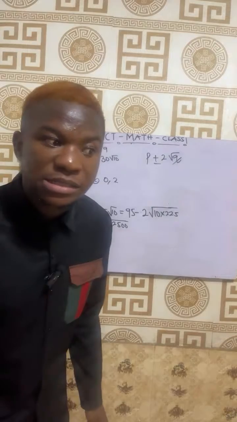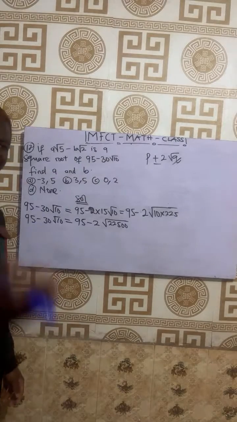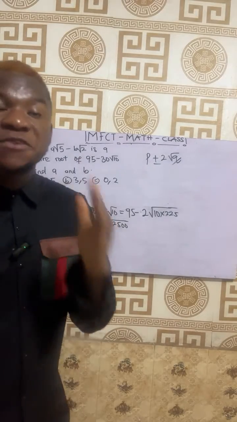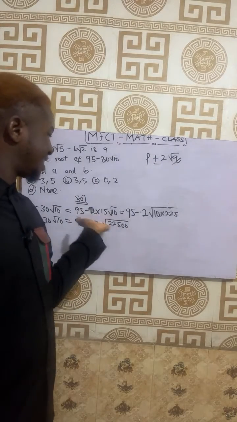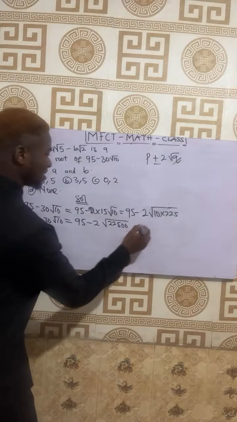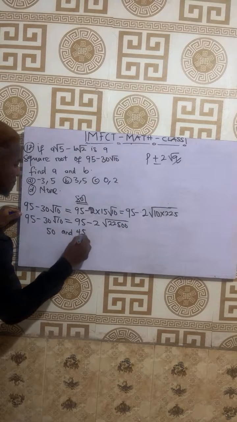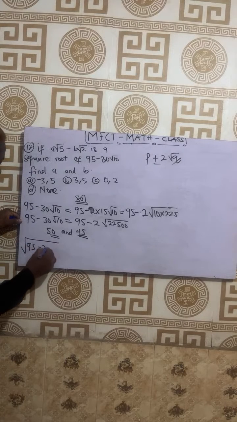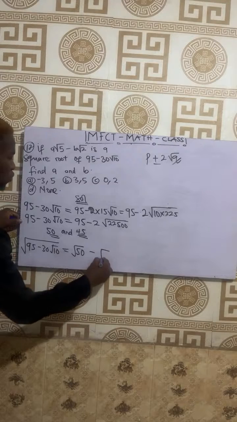Guys, what are those 2 numbers? That is 50 and 45. Yes, guys, if you multiply 50 times 45, you are going to get 2250. If you add 50 plus 45, you will also get 95. So this simply means that the 2 values are 50 and 45. So guys, this simply means that the square root of 95 minus 30 root 10, the answer will just be root 50 minus root 45.